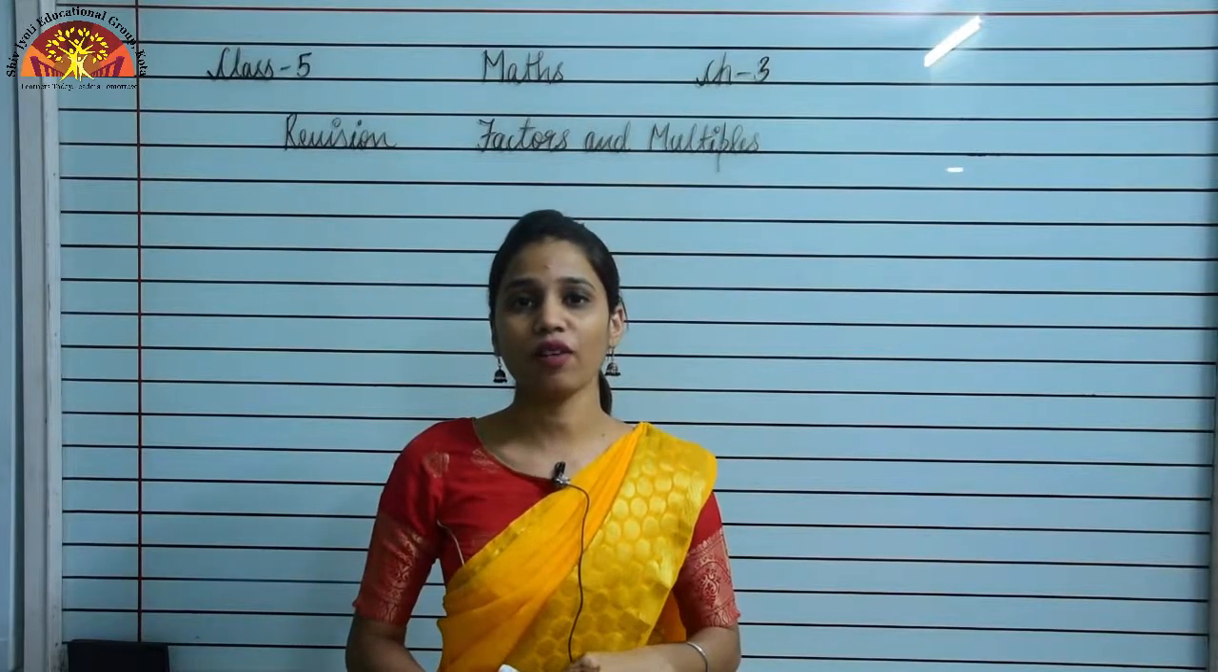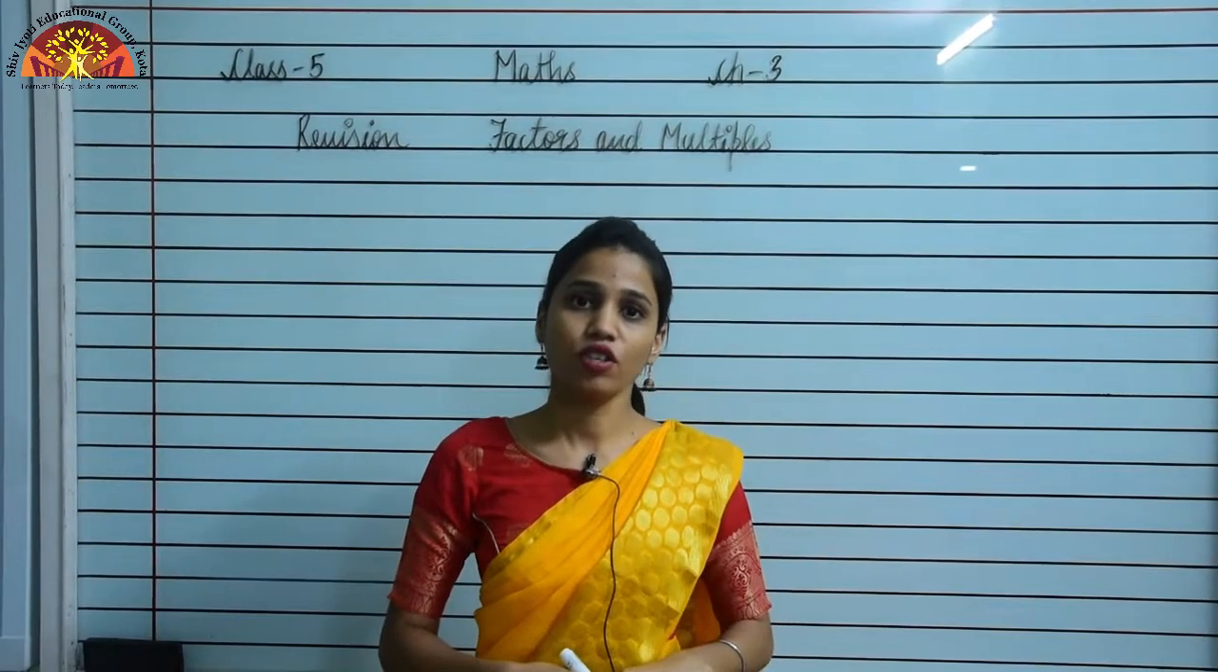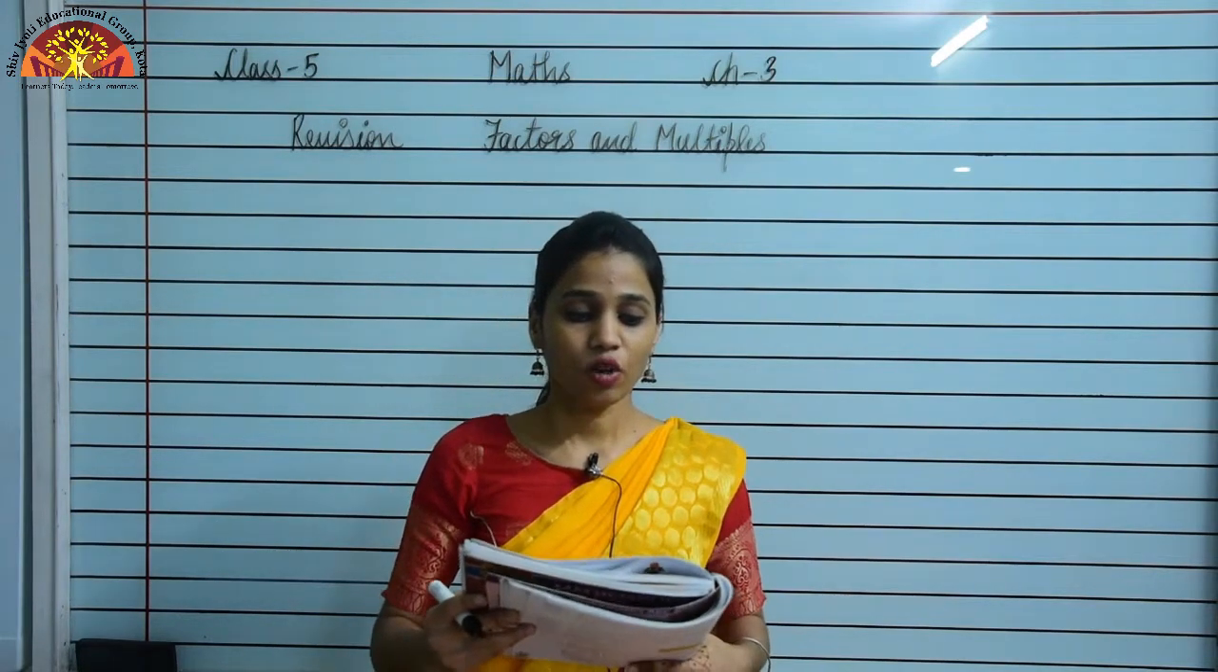Hello students, today we are going to do the revision of chapter number 3, that is factors and multiples. So let us start with exercise 3.1. Now exercise 3.1 is given on page number 45. Now let us see question number 1. Check the divisibility of the following numbers by 3 and 9.